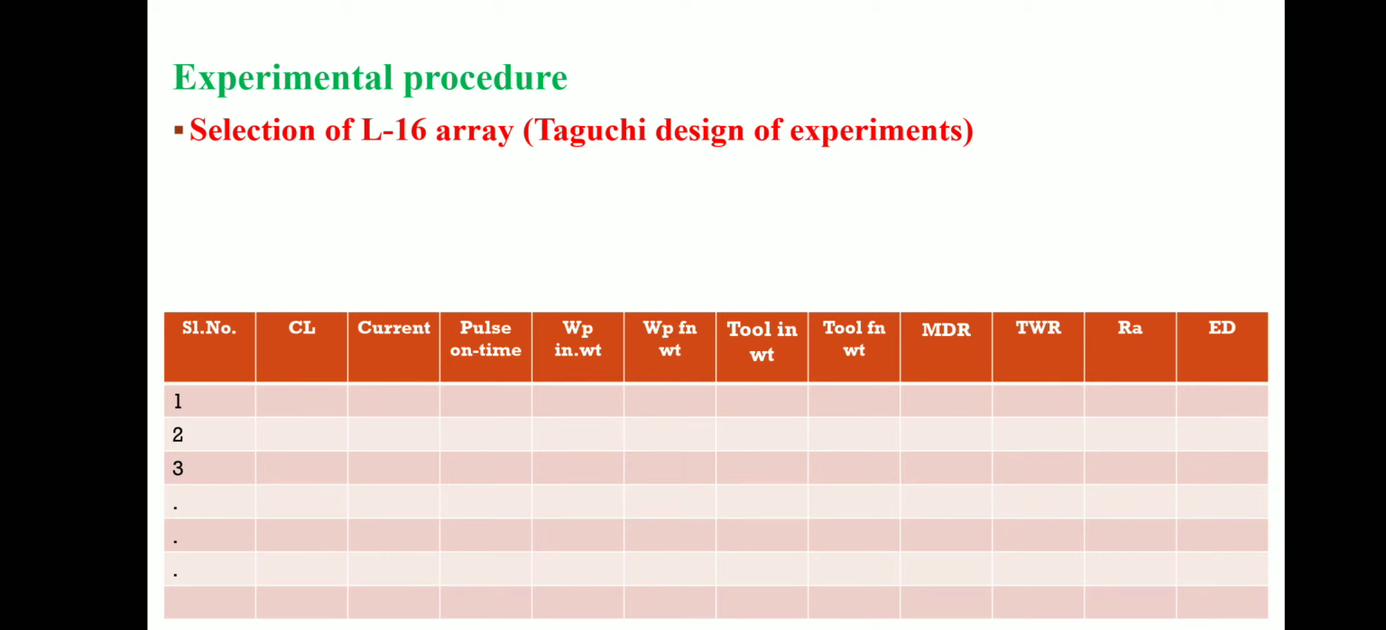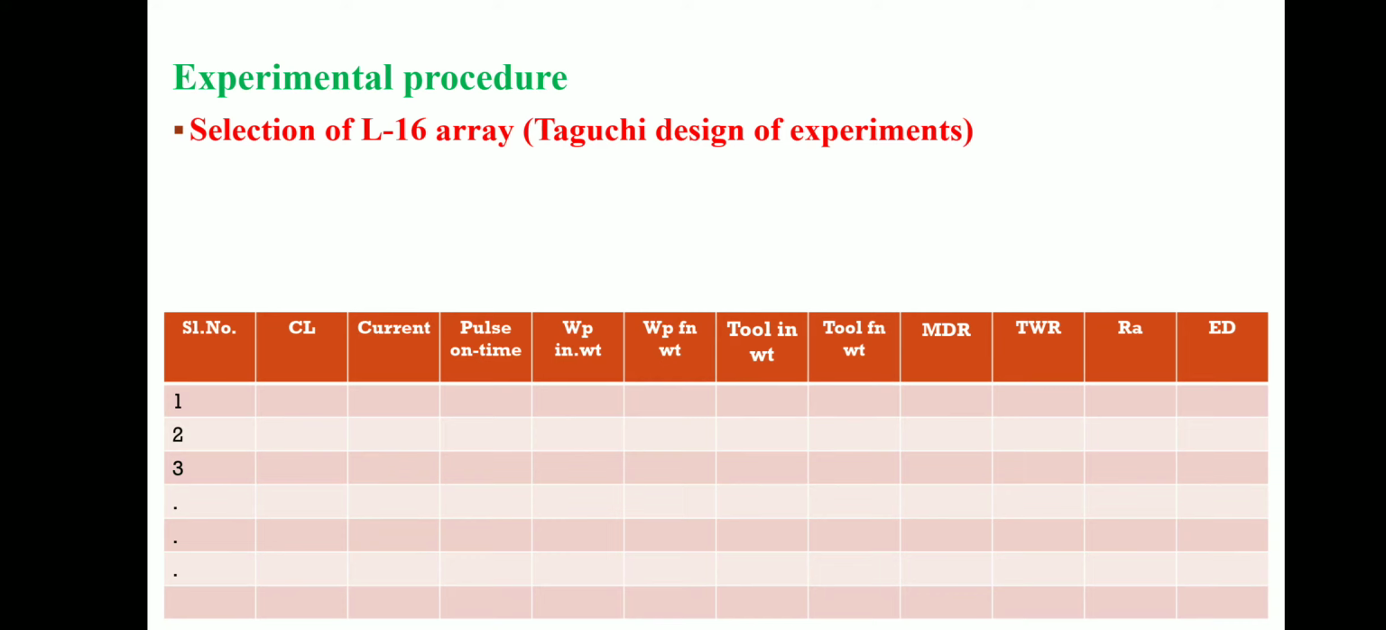Apart from Taguchi method, some other technique can also be applied to study the importance of input parameters in experiment. So before starting the experiment, first you take a table with heading, serial number, selected input parameters as compact load, CL, discharge current, IP, pulse on time, T on, weight of the workpiece before and after machining, weight of the tool before and after machining, and the selected output parameters, that is MDR, TWR, RA, and ED.